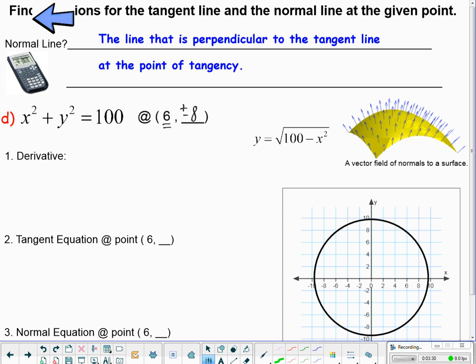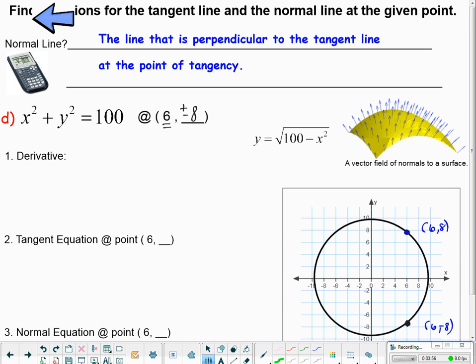6, 8. Right there's one of my points. And 6, negative 8. 6, negative 8. My graph's a little bit off. I'll just make the dot bigger, right? So here's one of the points, 6, 8. And down here I have 6, negative 8.